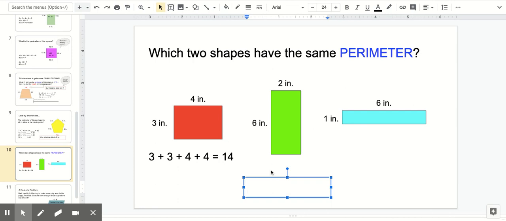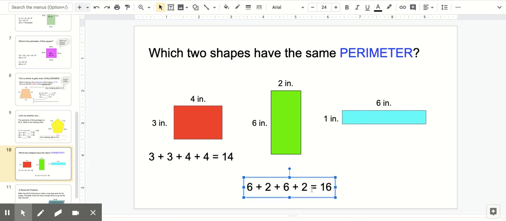Here's my box. All right, I'm going to add them up. 6 plus 2 plus 6 plus 2. I know my other sides. I know this side is 2 and this side is 6 because of them being equal to the opposite sides, like a rectangle. All right, 6 plus 2 is 8. 6 plus 2 is 8. And double of 8 is 16.